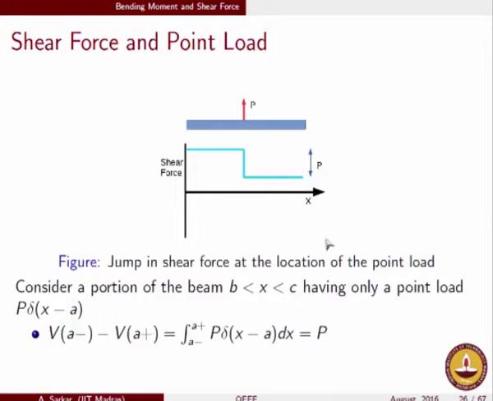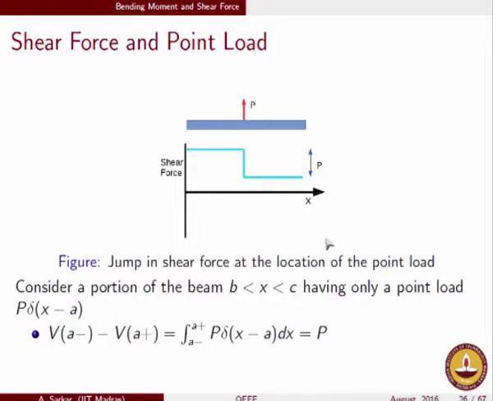The point that I want to drive home at this instance is that whenever you have a point load, you will have a jump in shear force. That is dictated by this rule that we have just now framed. A point load is nothing but a special case of a distributed load which is like a delta function. And by the theory of integration of such delta functions, it is easy to comprehend that there will be a jump in shear force at the location of the application of such point loads.